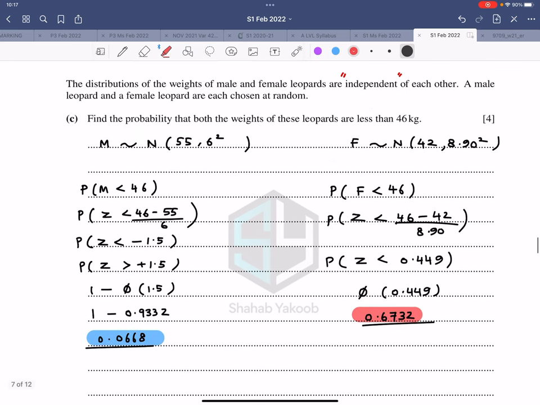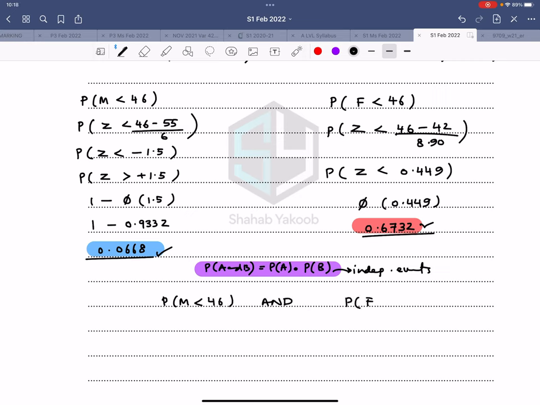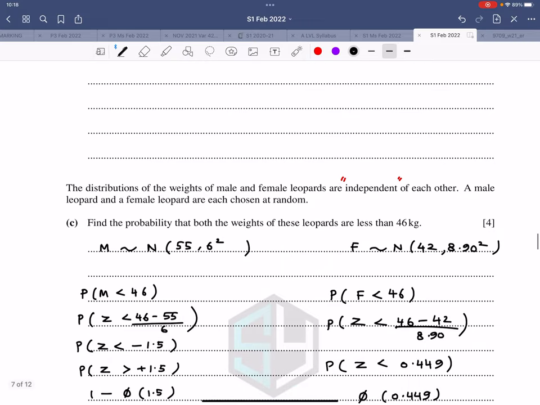And now I have highlighted the word independent. So what's the conclusion? Probability of A and B should equal probability of A times probability of B. This is for independent events. This is independent of this. So male is less than 46 and probability female is less than 46. Therefore, 0.0668 multiplied with 0.6732. You would multiply these two numbers. So this is the blue one, this is the orange one. You would multiply these two and this answer comes out to be 0.0450. That is the answer for this particular part. So it was a good part. This is the concept of basic probability that's being asked over here.